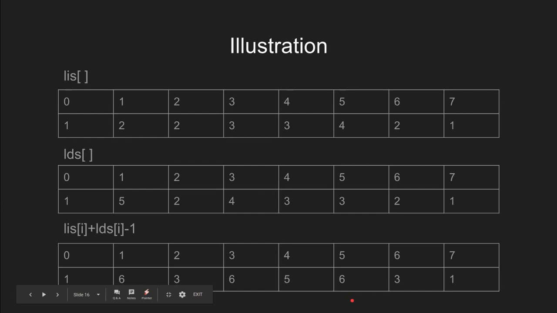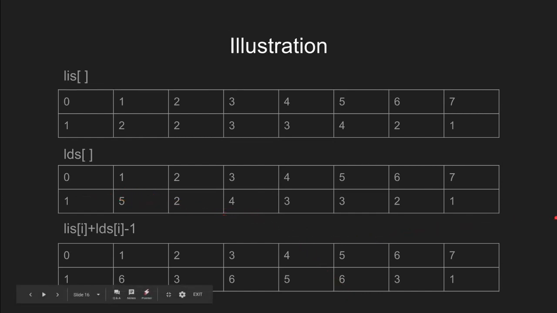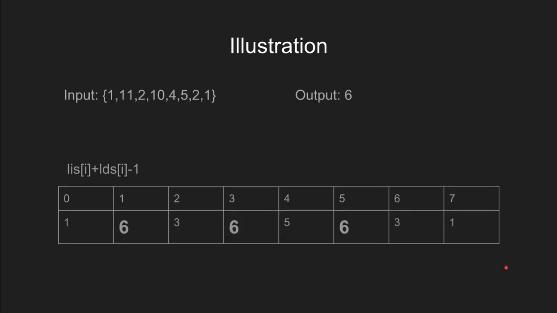Similarly, we fill the entire LDS array, and this is the final LDS array we have. Now we have our LIS array and the LDS array. We calculate LIS[i] + LDS[i] - 1 for each value, and we obtain this array. The maximum value is 6. Hence, the length of the longest Bitonic subsequence will be 6 for the given input array.